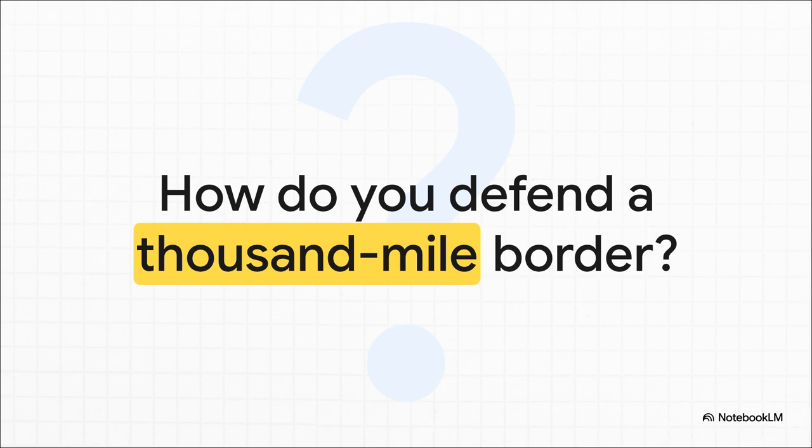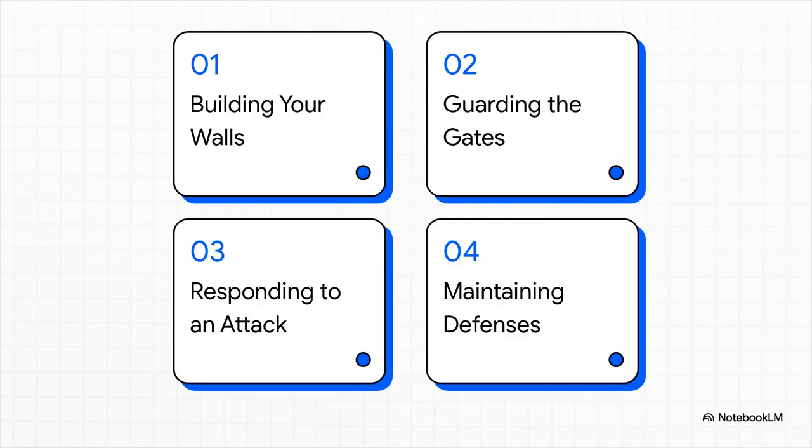How in the world do you defend a 1,000-mile border? Because, let's be honest, that's what protecting a modern company's network feels like. The sheer scale is just huge. The attack surface is massive, threats are coming from everywhere all the time. So yeah, where do you even start? Well, you start with a solid plan, right?